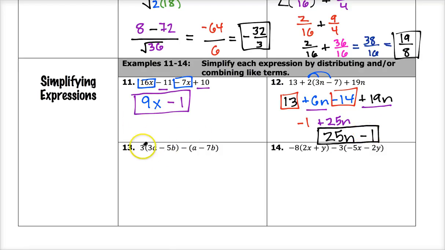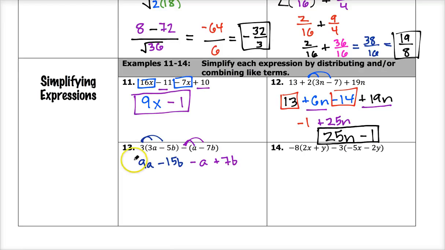Okay, 13, we have 3 times the quantity 3a minus 5b minus the quantity a minus 7b. So I'll distribute this 3 here to get 9a minus 15b. And then the same thing over here, we'll distribute this negative 1, is what that negative sign there means. So that gives us a minus a plus 7b.